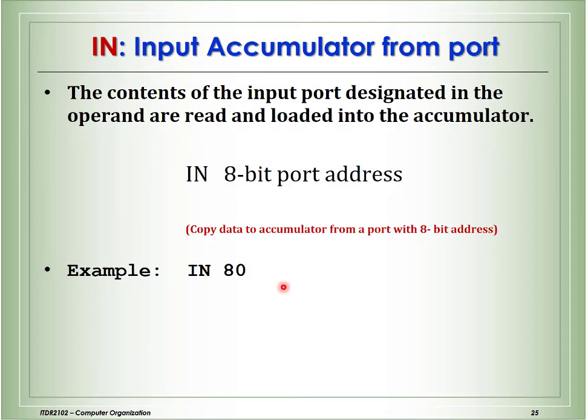This one is input, which you can say is read. It copies data to the accumulator from the port with an 8-bit address. Here again the example is in 80. It's very simple. There is no complexity here.